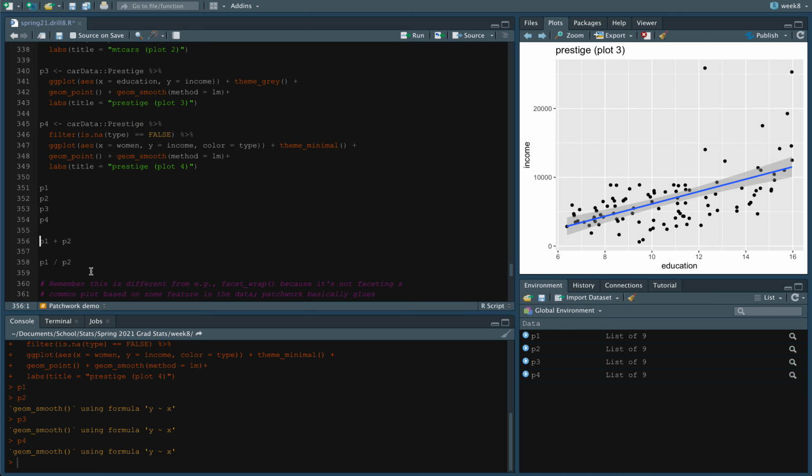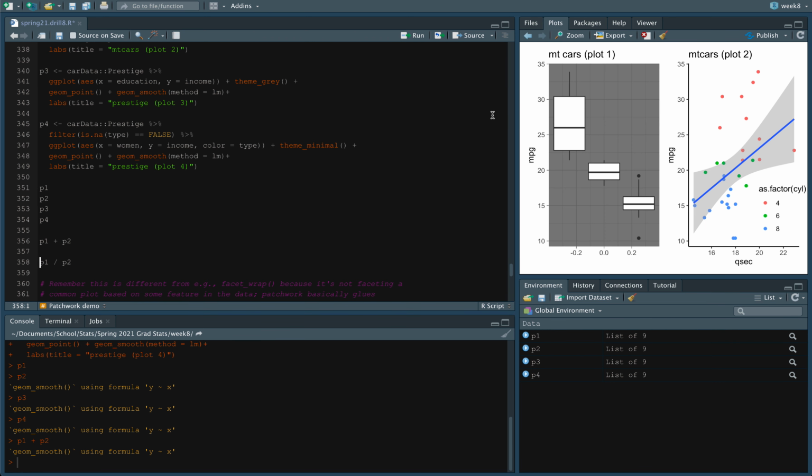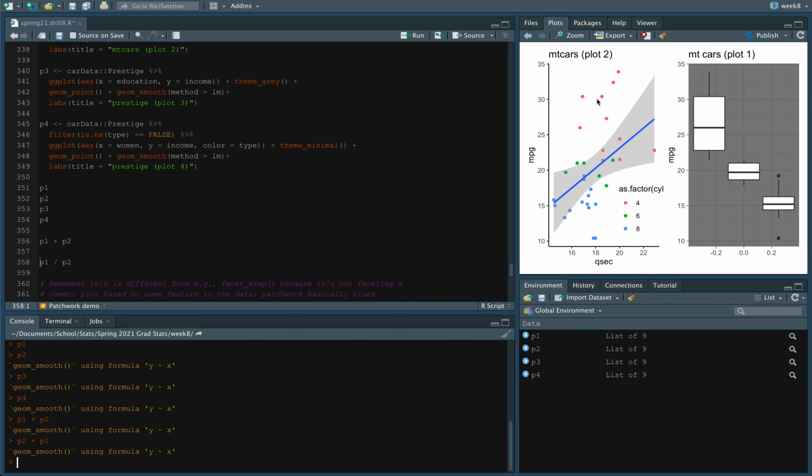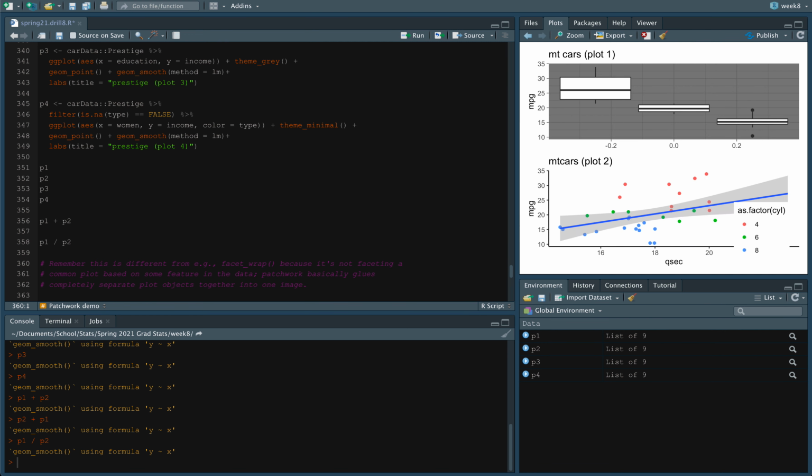So here we have these 2 separate plot objects, p1 and p2. p1 + p2 gets interpreted as put plot 2 on the right side of plot 1, or if you did p2 + p1, it would put plot 2 on the left side of plot 1. The slash means over, so this would be plot 1 over plot 2.